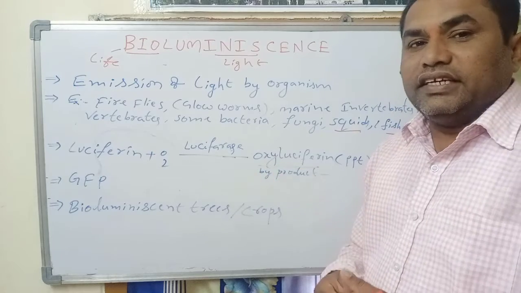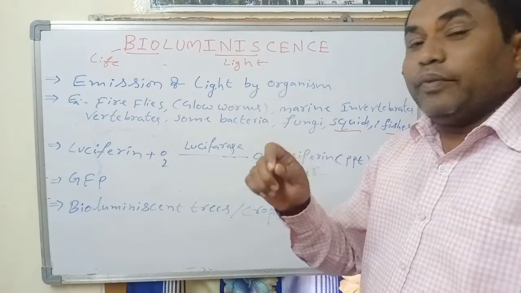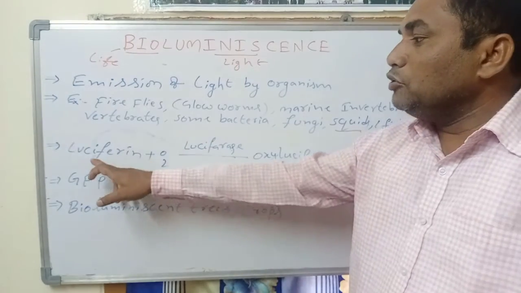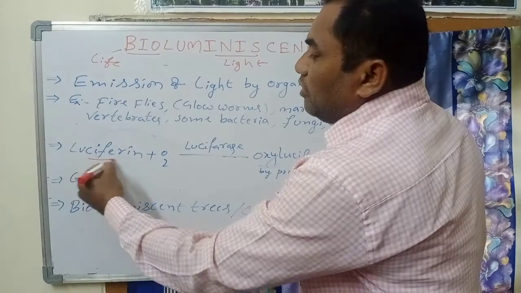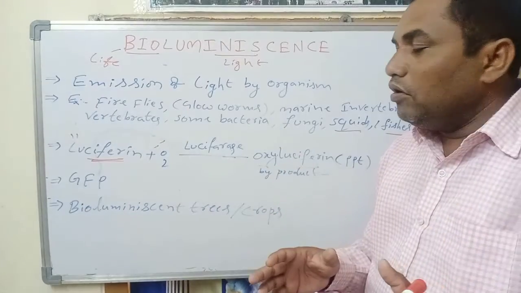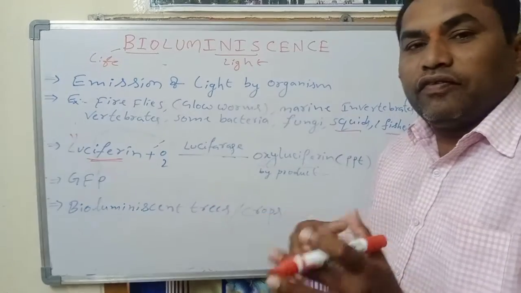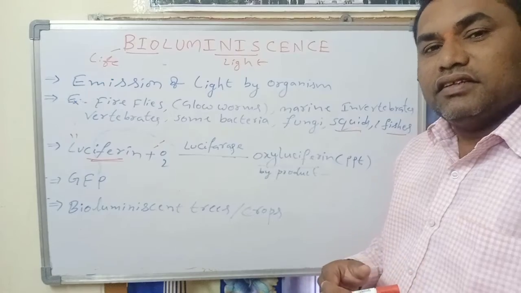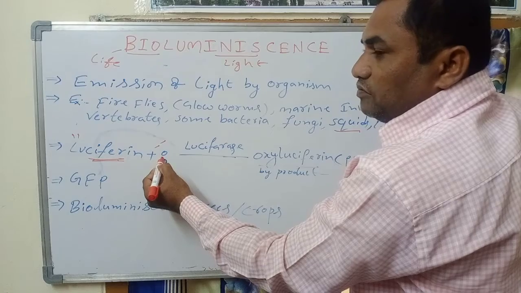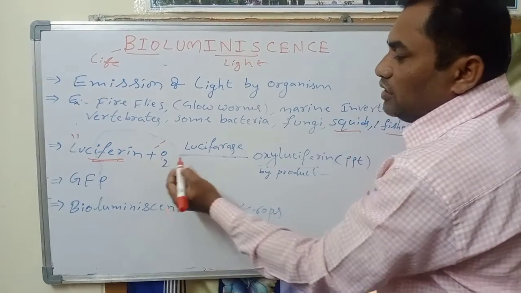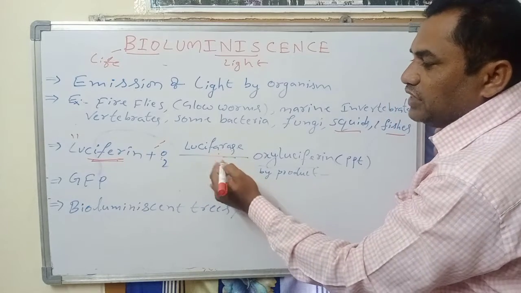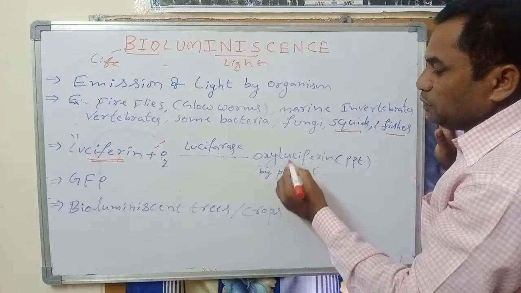So to produce light, one of the chemicals plays a major role in those organisms, that is luciferin. Luciferin chemical plays a major role in the production of light by the living things. So when luciferin combines with oxygen in the presence of luciferase enzyme, then a byproduct is produced.